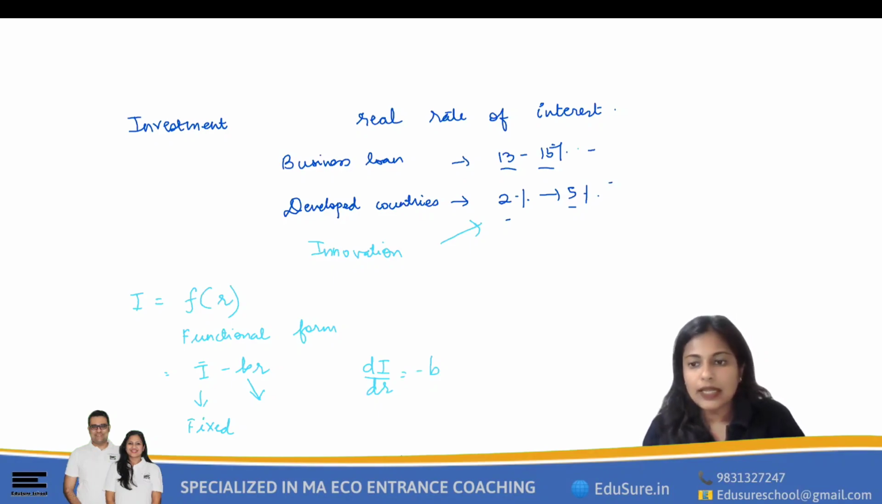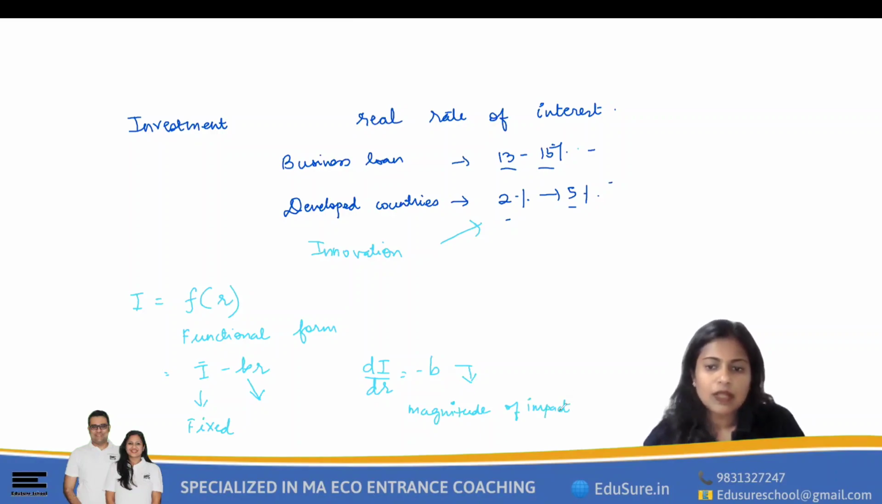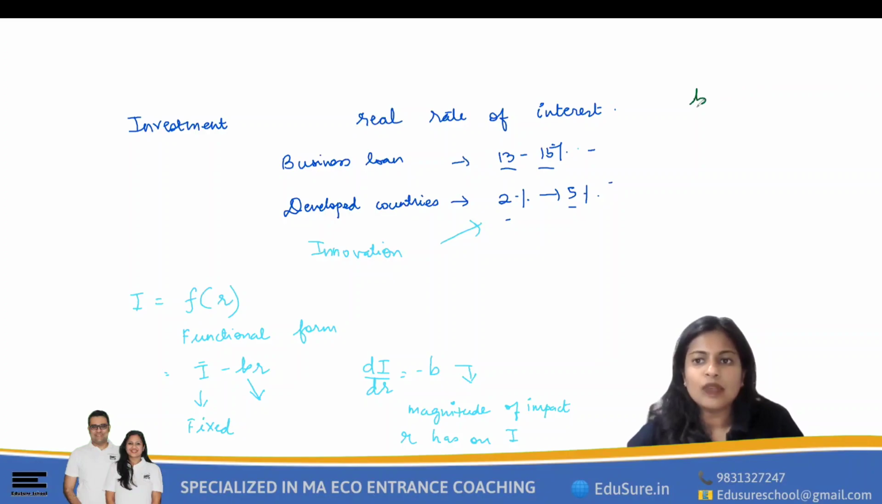B shows you the magnitude of the impact that R has on investment. So you can think about this yourself now. If B is high, then what will happen? If B is low, then what will happen?